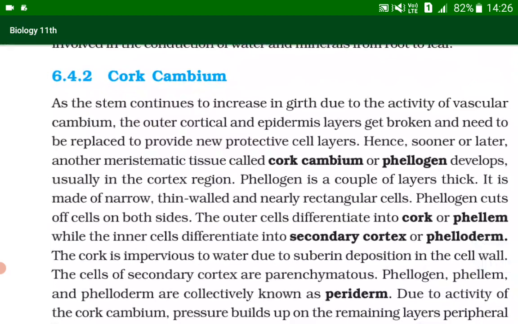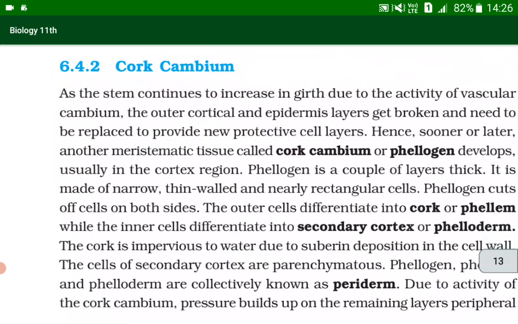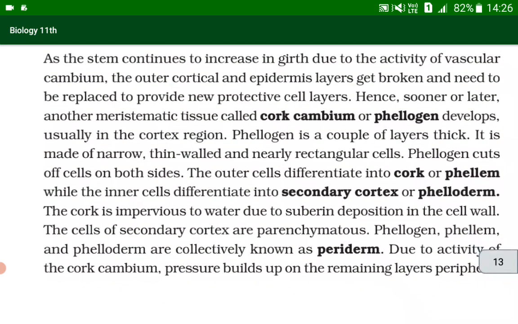6.4.2 Cork cambium. As the stem continues to increase in girth due to the activity of the vascular cambium, the outer cortical and epidermis layers get broken and need to be replaced to provide new protective cell layers. Sooner or later, another meristematic tissue called the cork cambium or phellogen develops, usually in the cortex region. Phellogen is a couple of layers thick. It is made up of narrow, thin-walled and nearly rectangular cells.